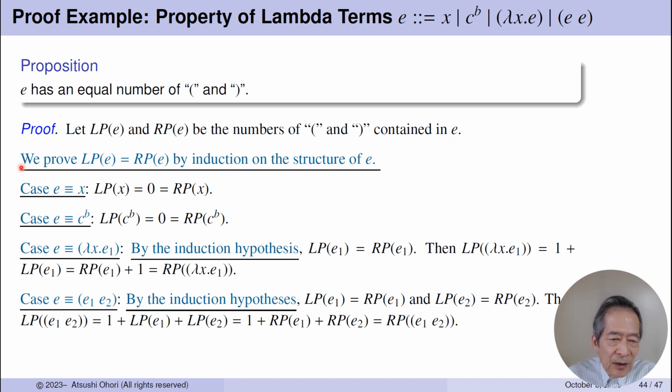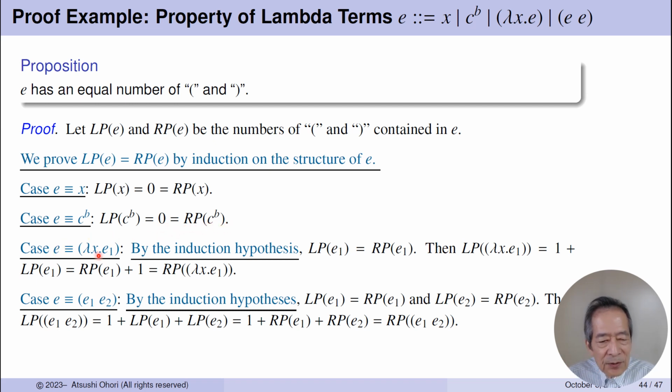First, we state that we prove the proposition LP(E) equals RP(E) by induction on the structure of E. And then you do case analysis corresponding to these 4 components. For the first case, E equals X, you show directly LP(X) equals 0 equals RP(X), so you are done. Same for this constant: LP of the constant equals 0, which is equal to RP of the constant.